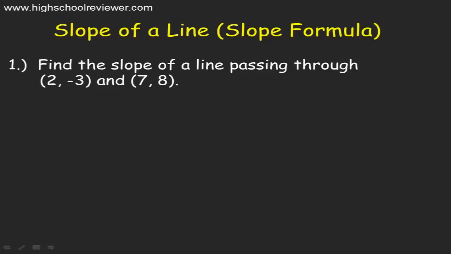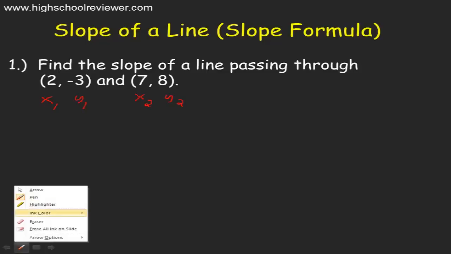Slope of a line, slope formula. Problem number 1. Find the slope of a line passing through points positive 2 and negative 3 and point positive 7 and positive 8. First, we need to find the values of the first and the second x and y. So for our point 1, positive 2 here will be our x sub 1, and negative 3 is our y sub 1. For our point 2, positive 7 is the x sub 2 and positive 8 is the y sub 2.